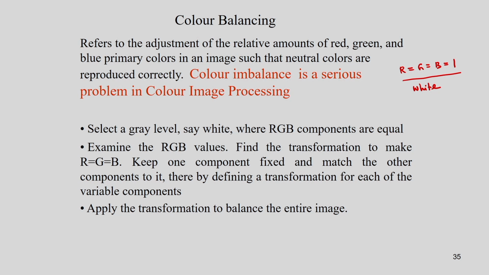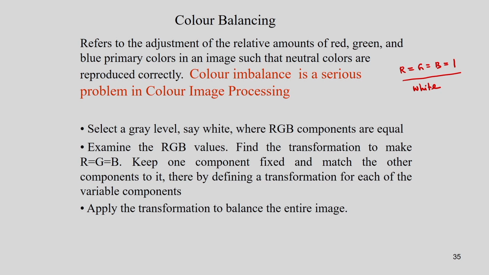So I can make R fixed, and I have to find the transformation for the green component and the transformation for the blue component, so that R is equal to G is equal to B. After this I have to apply this transformation to all the pixels of the image to balance the entire image. So this is the procedure.